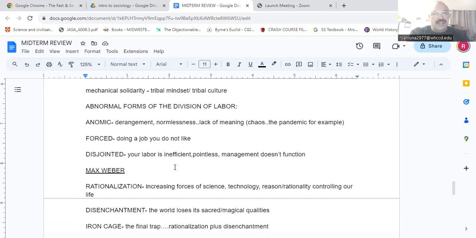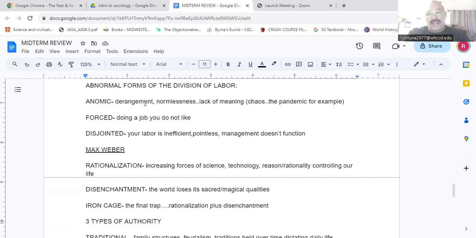Abnormal forms, anomic, more accurately translated as derangement, but every book translates this term as normlessness. Lack of meaning, chaos, the pandemic. Forced, doing a job you don't like. Disjointed, your labor is inefficient, pointless, management doesn't function. These are all labels of dysfunction created by Emil Durkheim to fix the division of labor. He believed that it was a more ideal way to organize human society, but there's problems and we have to correct them to make it more fair, more of a meritocracy.